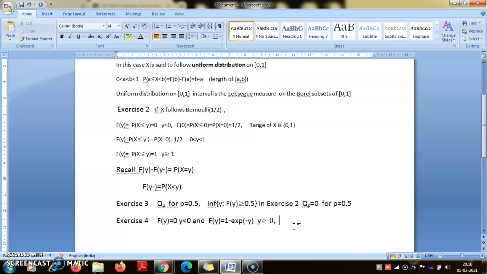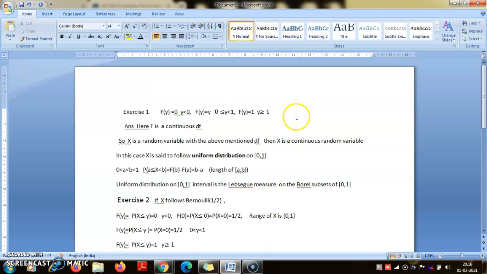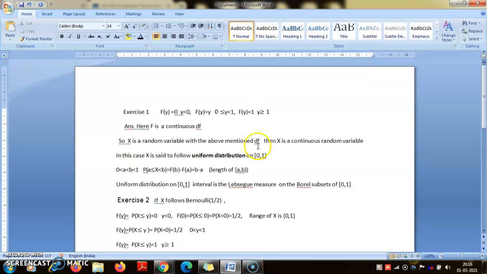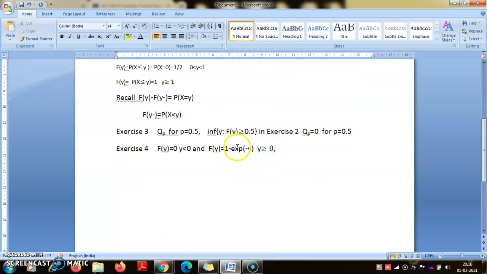And is it a non-decreasing function? Yes, because for any positive y, 1 minus exponential of minus y is between 0 and 1, and as you make y larger, this goes closer to 1. So this is a non-decreasing continuous function increasing from 0 to 1. But do you see the main difference between this and the uniform distribution? Can you find a y for which F_Y is exactly equal to 1 in this exercise 4? No.